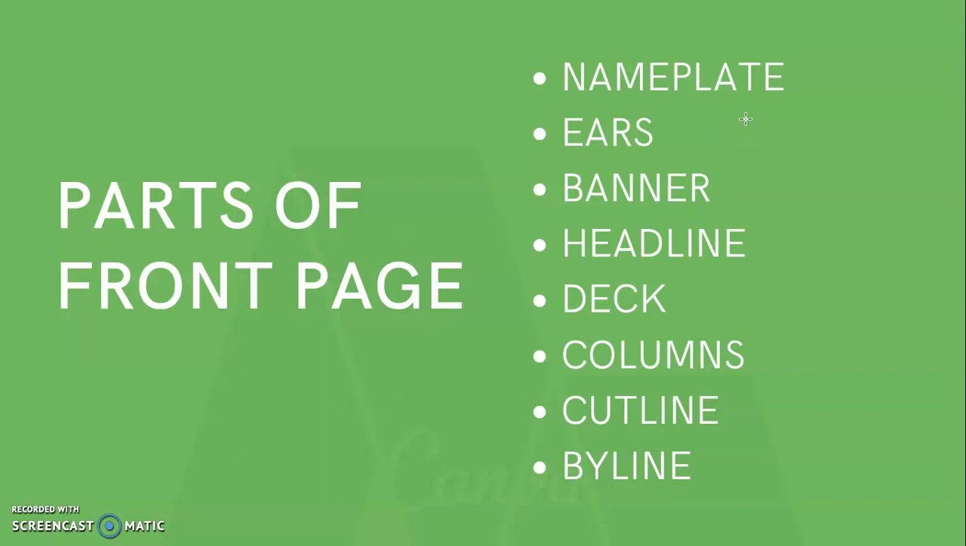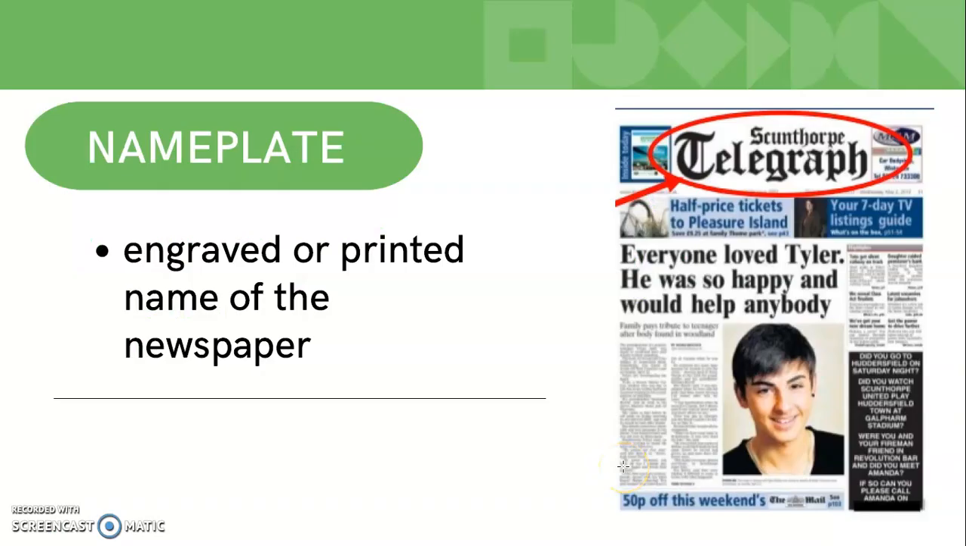Okay, so now let's talk about the different parts of the front page. Okay, we have here the nameplate, ears, banner, headline, deck, columns, cutline, and byline. Okay, so the nameplate is the engraved or printed name of the newspaper.